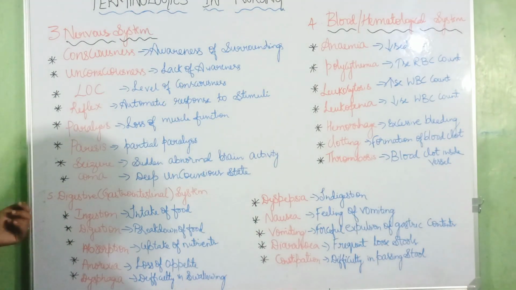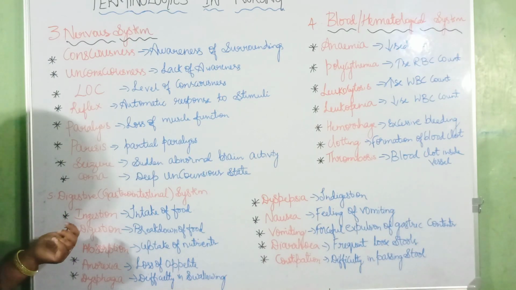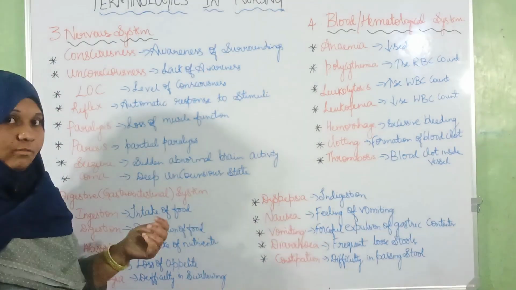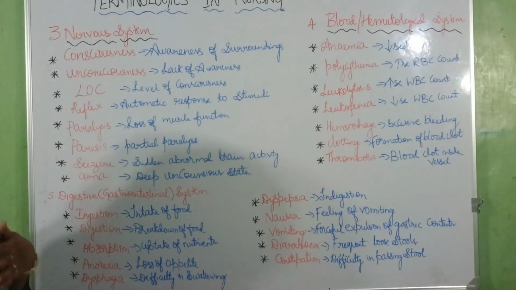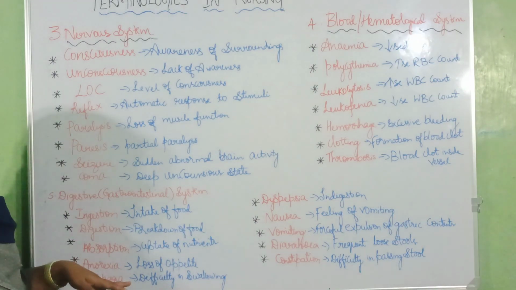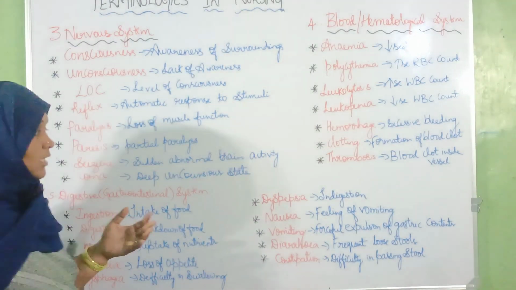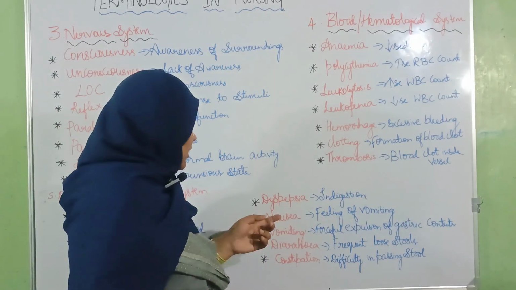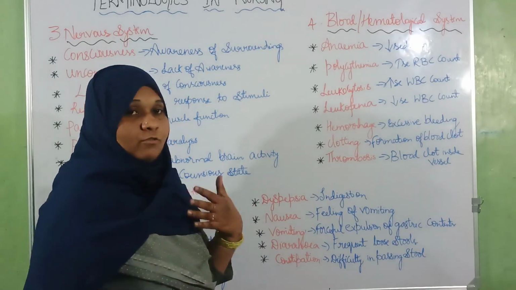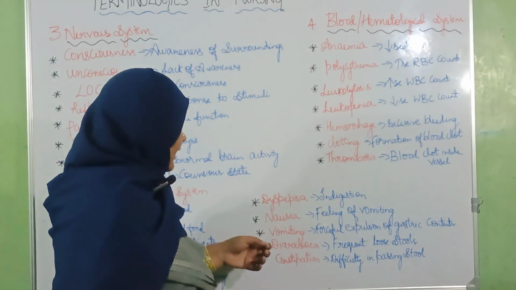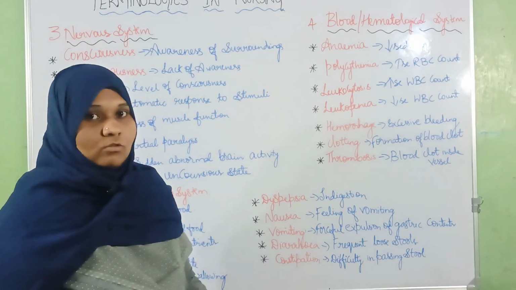So next system is the digestive system or the gastrointestinal system. In this, first is ingestion. Ingestion is nothing but the intake of food. Digestion is nothing but breakdown of food. Absorption is nothing but the uptake of nutrients. Anorexia. What is anorexia? It is nothing but the loss of appetite. Dysphagia, nothing but difficulty in swallowing. Dyspepsia is indigestion. Nausea. What is nausea? It is nothing but a feeling of vomiting. Vomiting. What is vomiting? That is the forceful expulsion of the gastric contents. Diarrhea. Diarrhea is nothing but frequent loose stools. Constipation, that is difficulty in passing the stool.